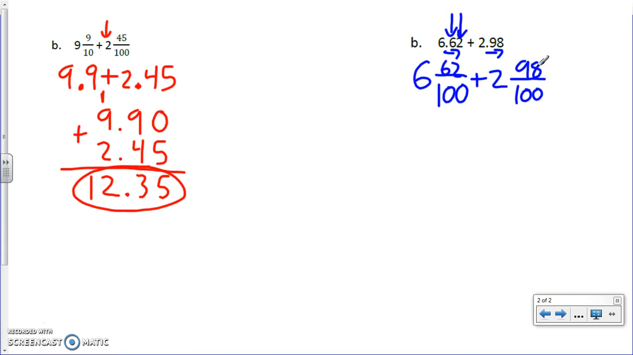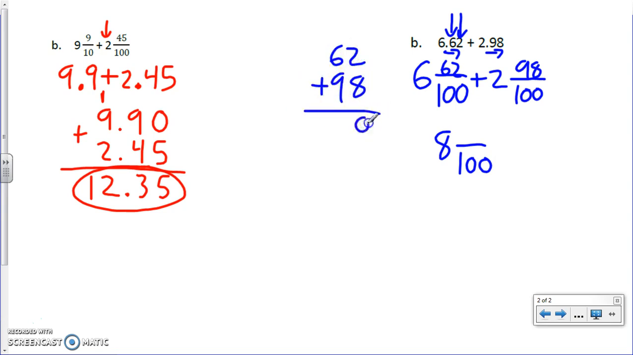Now, we've worked on this again earlier this year. What I'm going to do first is I'm going to add my whole numbers. So I have 6 plus 2, which gives me 8. Keep my denominator of 100. Now we have 62 plus 98 hundredths. So I'm going to actually have to do that on the side because that's pretty big. Hard to do in our head.